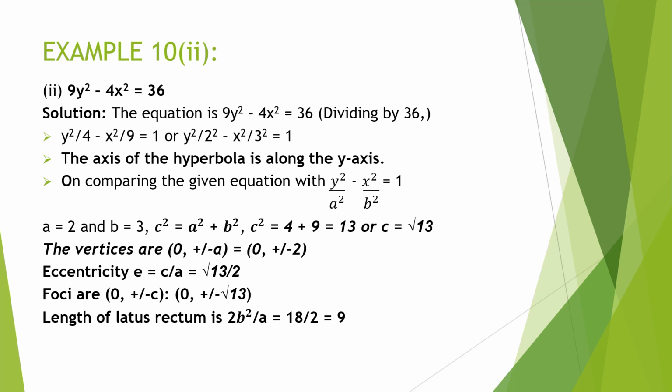So vertices 0, plus or minus a, that means 0, plus or minus 2. Eccentricity c by a, root 13 by 2. Foci will be at 0, plus or minus c. So 0, plus or minus root 13. And length of latus rectum 2b square by a, which is equal to 9.